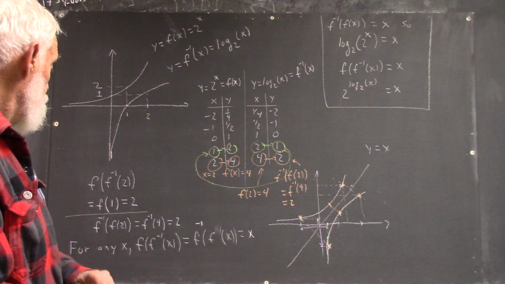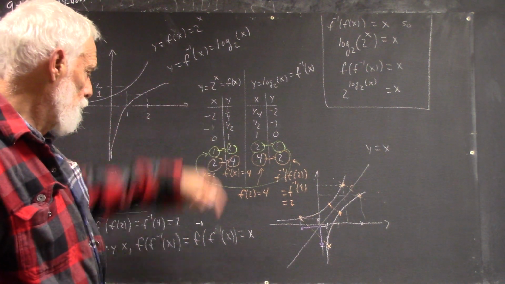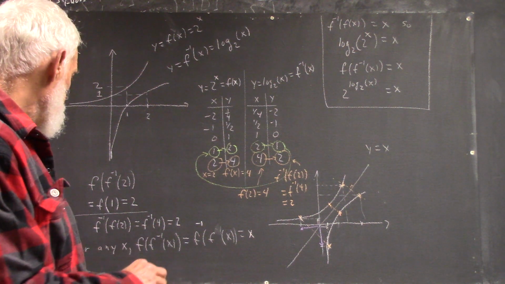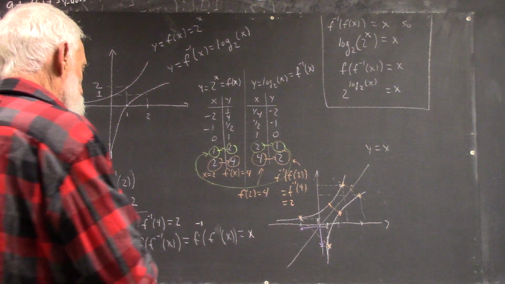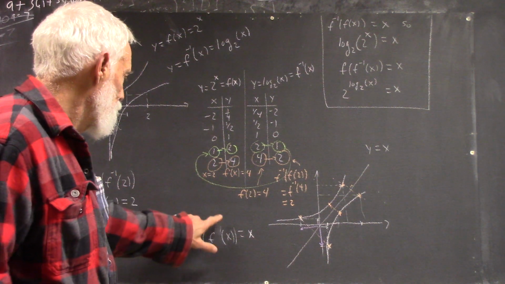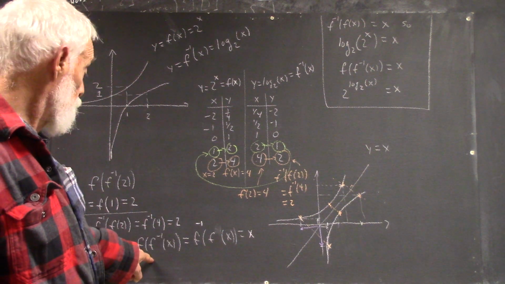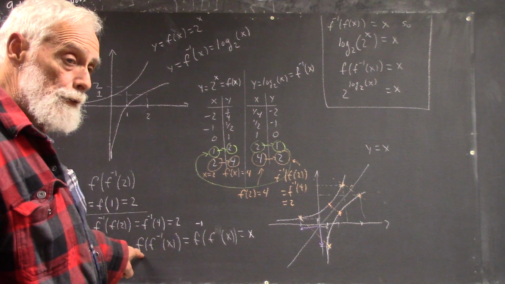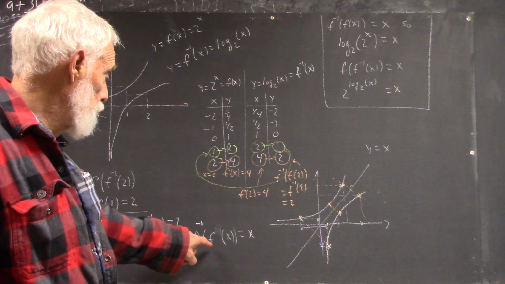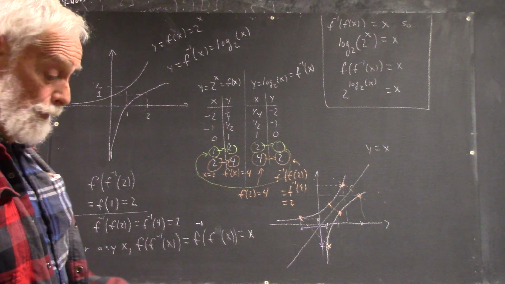Okay, this is the case for any value of x. You can see how it'll work out with the table, but that's the definition of the inverse function. Okay, so for any inverse function, if f is a function and f inverse is its inverse, then f of f inverse of x equals f inverse of f of x equals x. That's the property of an inverse function.